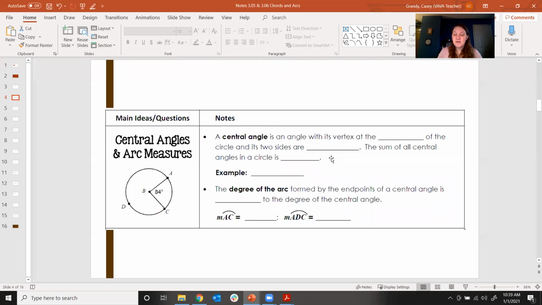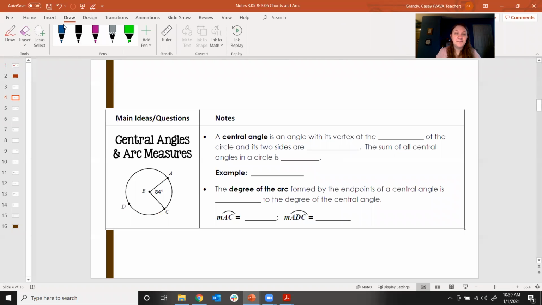So we're starting to talk about circles, a new shape, finally, right? A new shape to talk about. We're going to start by talking about central angles and arc measures. A central angle is an angle with its vertex at the center of the circle. The two sides of the central angle are radii, which is plural of radius. The sum of all of your central angles in a circle is 360 degrees.